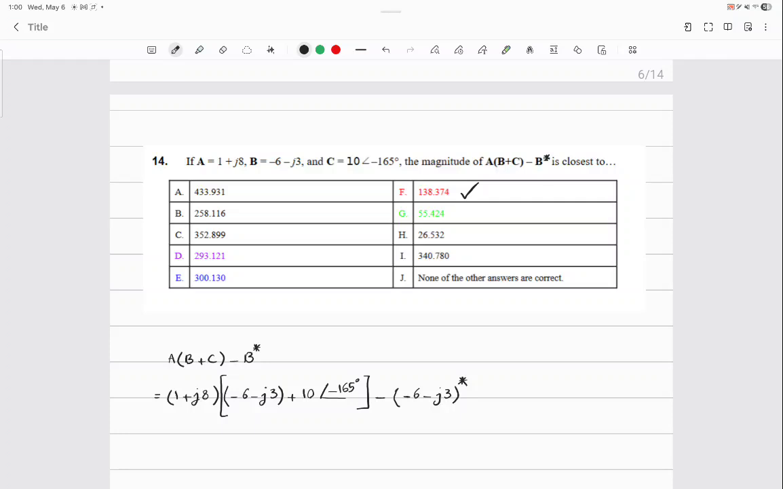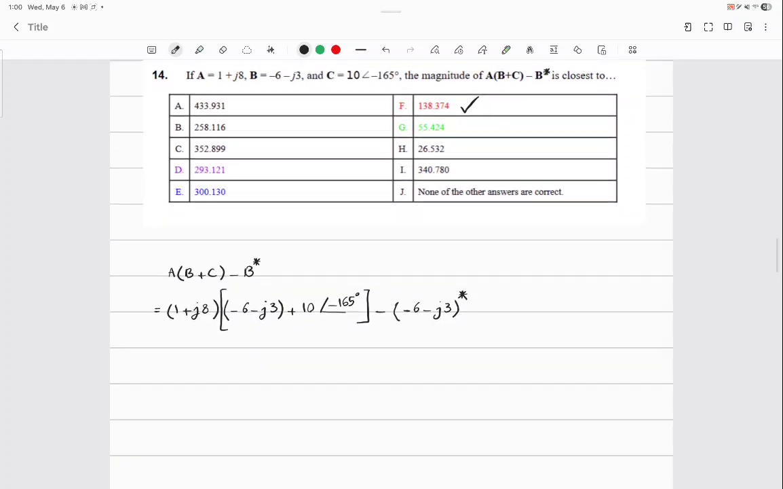Okay, that is how it. The conjugate of A is -6 plus 3J. Yes. So, what you need to do is this. First, do inside the brackets. I'm guessing that shouldn't be difficult. Whatever the answer is, multiply it by 1 plus J8.